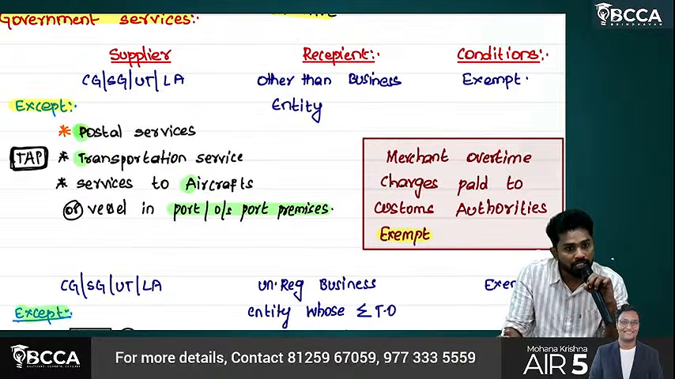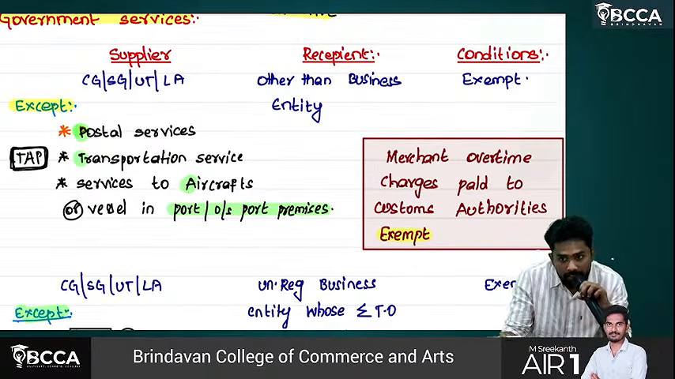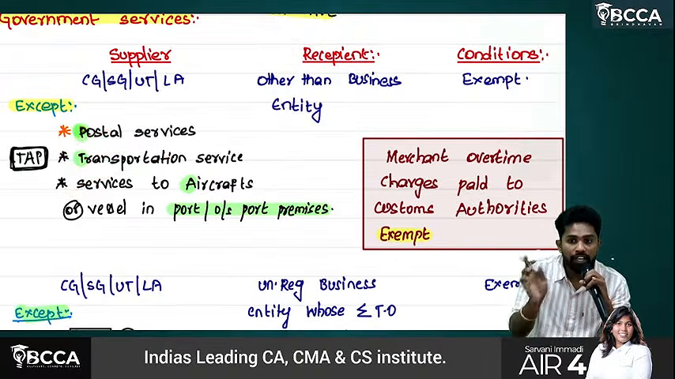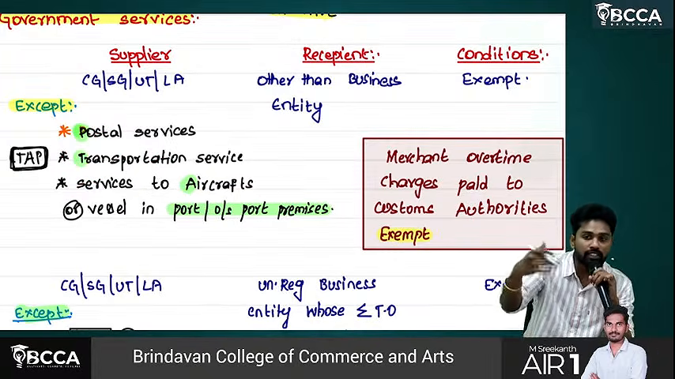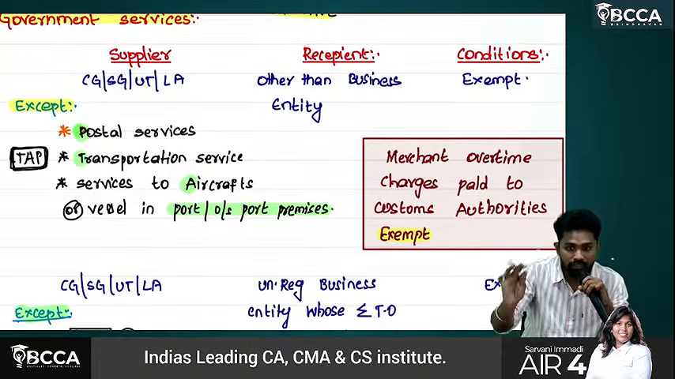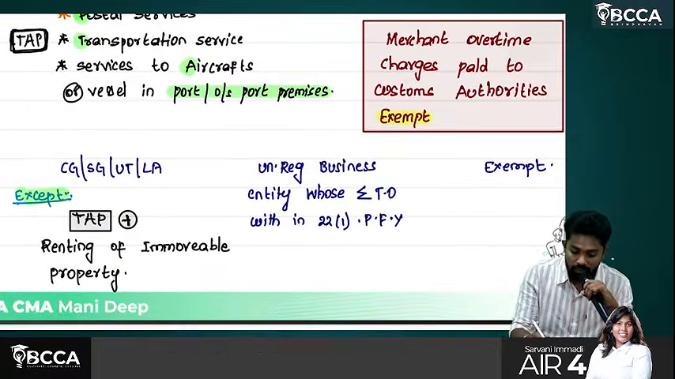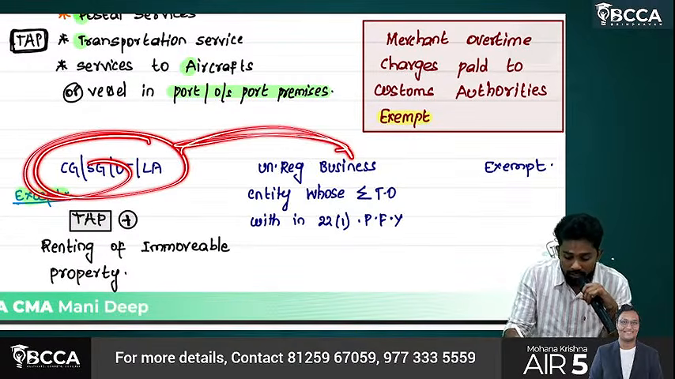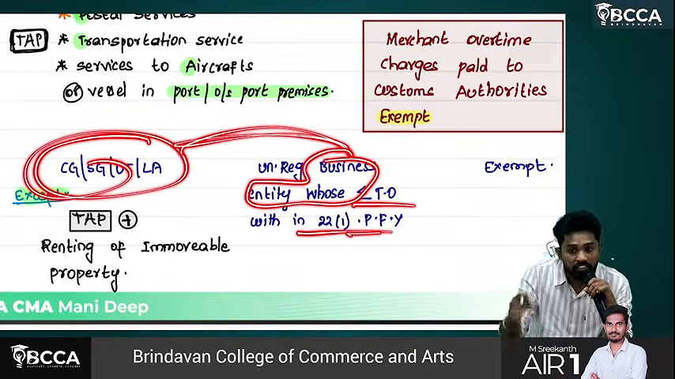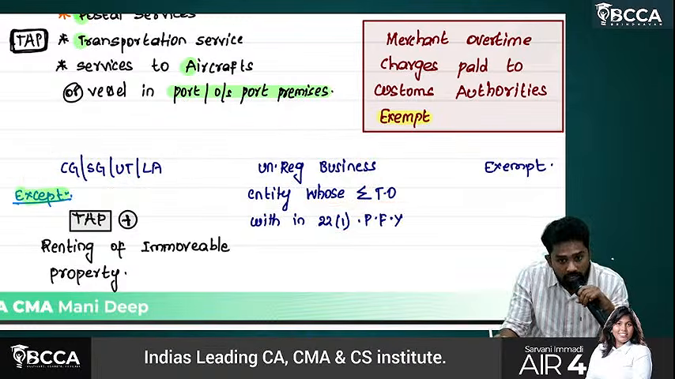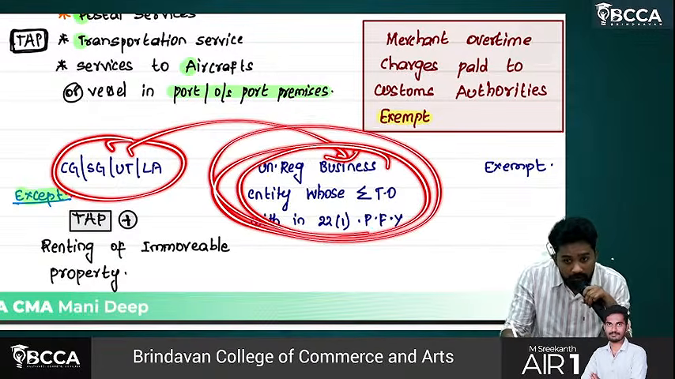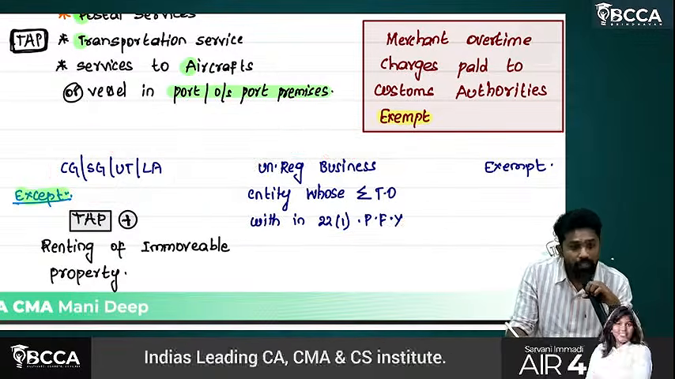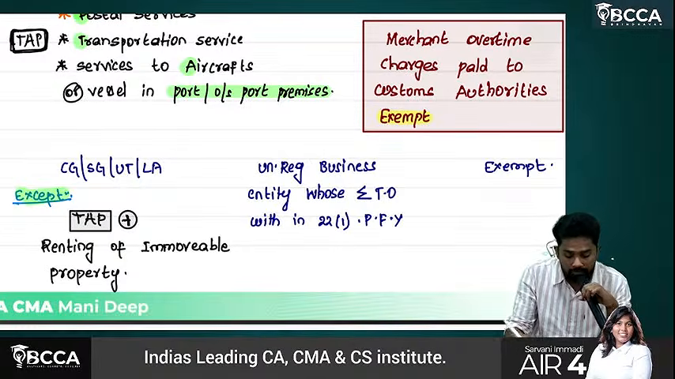Except these three, any other service provided by government to other than business entities, like you, are exempted. Except transportation, postal service and aircraft and vessel related services, any other service provided to you by government is exempted. Then again, government providing services to a business entity whose turnover is within the threshold, their services are also exempted, other than TAP.